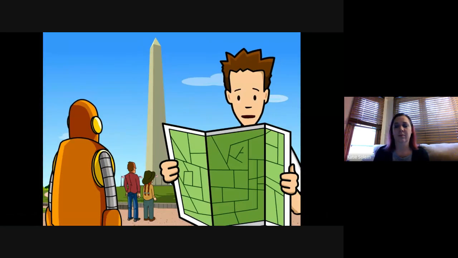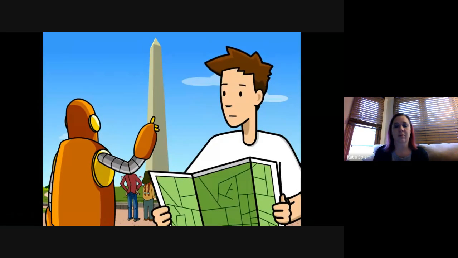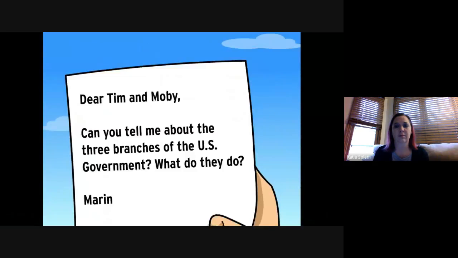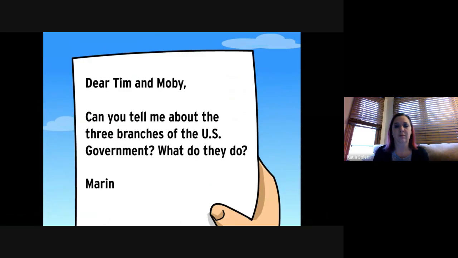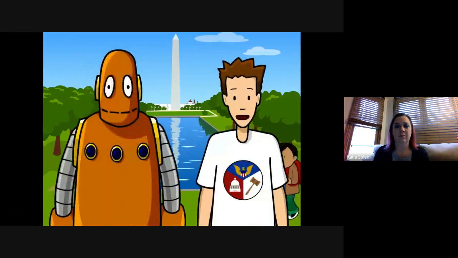It's gotta be right around here. Oh. Dear Tim and Moby, can you tell me about the three branches of the U.S. government? What do they do? From Marin. Hey, lucky for you, we're in Washington, D.C.